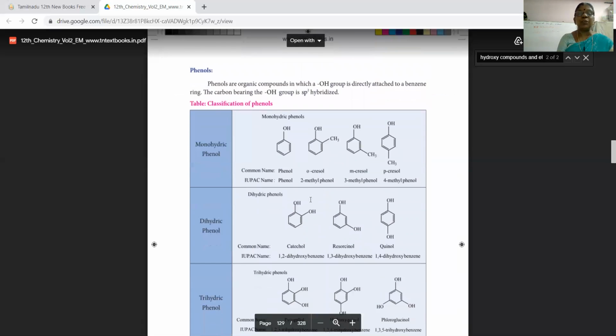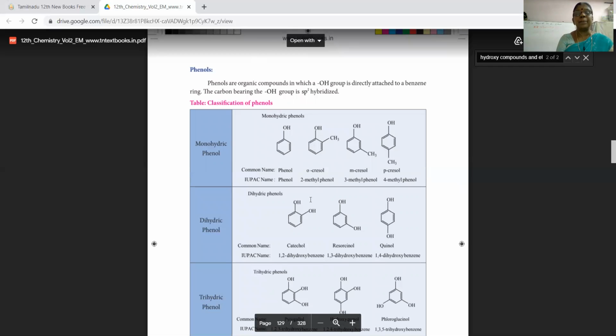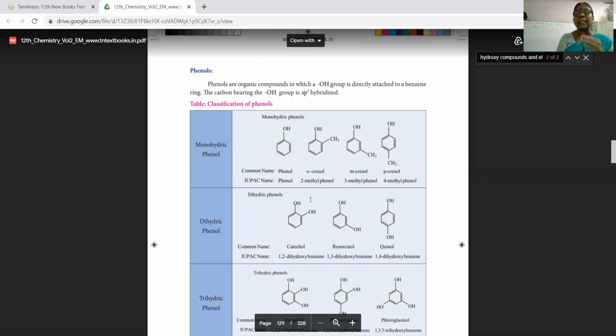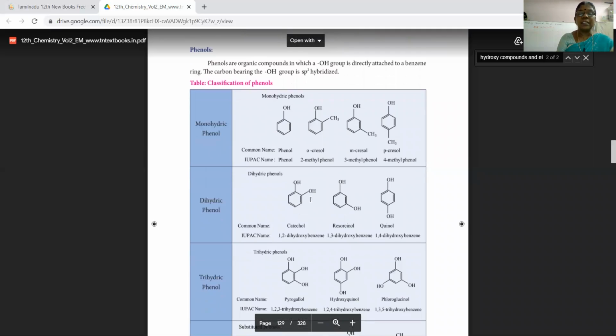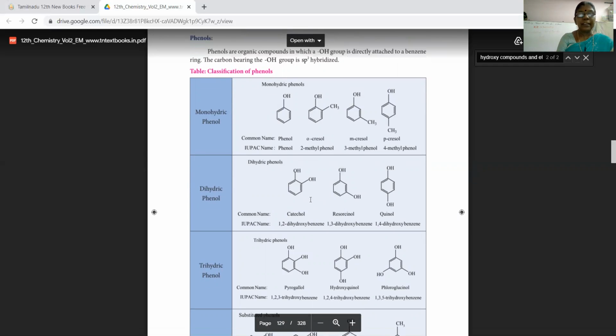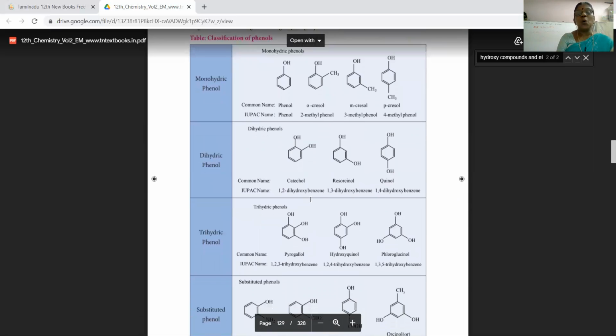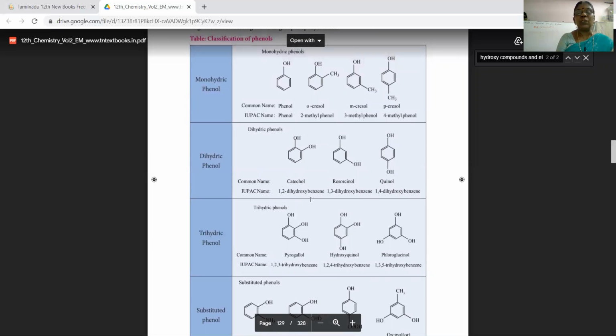Next, we will pass on to phenols. Phenol, as already told, is an aromatic alcohol. Phenols are the organic compounds in which an OH group is directly attached to the benzene ring. The carbon bearing the hydroxyl group is sp2 hybridized. And the classification is also the same: monohydric phenol, dihydric phenol, trihydric phenol, and then you have the substituted phenol. Monohydric means having only one hydroxyl group. If it has only one hydroxyl group alone, it is called phenol.